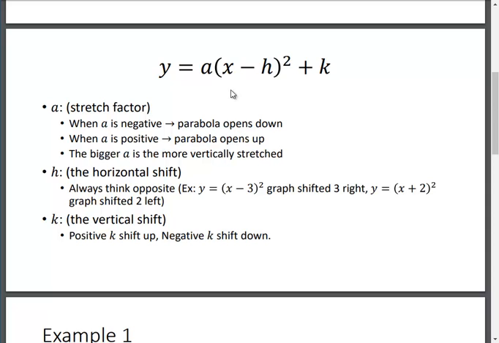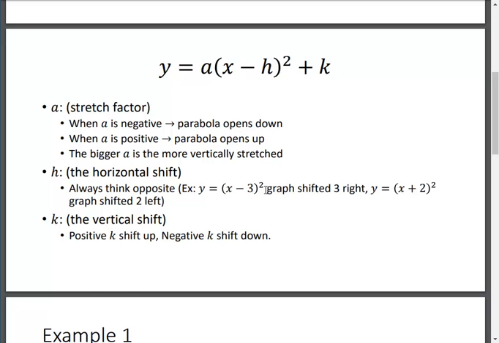Secondly, h controls what is known as the horizontal shift of this parabola. You can usually think opposite here, because it has a reverse effect than you'd think. So for instance, y equals x minus 3 quantity squared, the graph has been shifted 3 to the right from 0, 0, so the vertex has gone from 0, 0 to 3, 0 if you were to compare x squared to x minus 3 quantity squared. Similarly, y equals x plus 2 quantity squared, the graph has been shifted 2 to the left from the origin of just the plain old x squared parent function.